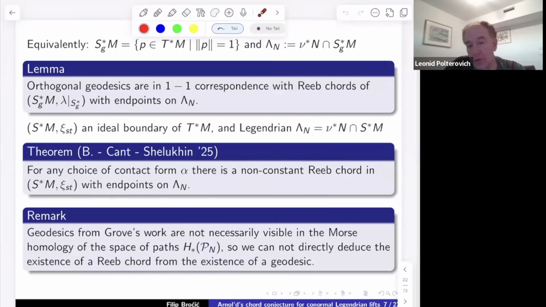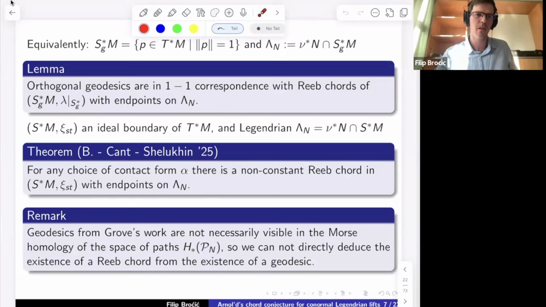Okay. Do you assume that N is connected? Yes, but let me think what would happen otherwise. Well, if it's not connected, we could apply our theorem to every connected component. But it's hard to study the question if we take two submanifolds because it's just wrong.